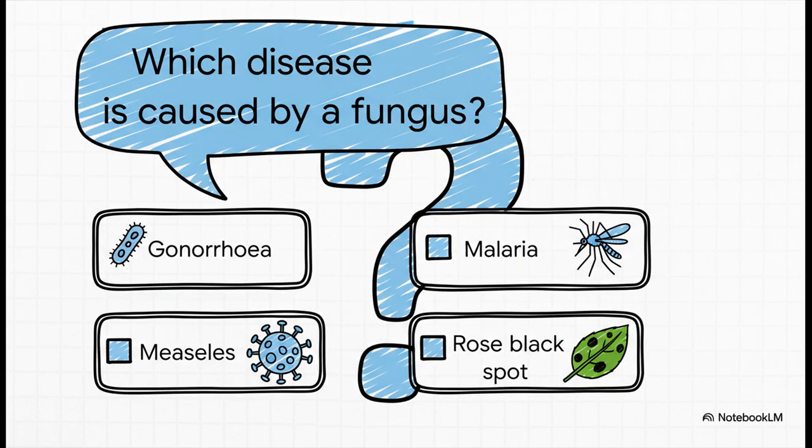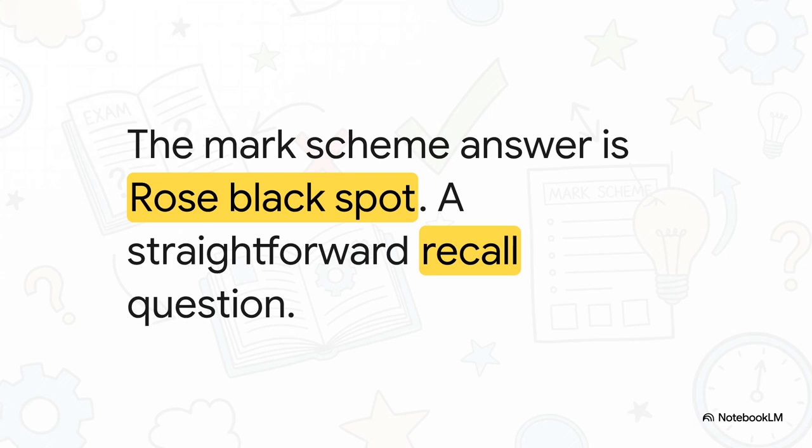On to the next one. A straightforward multiple-choice question. You've got 4 options: gonorrhea, malaria, measles, or rose black spot. Which one of these is caused by a pesky fungus? And the correct answer is rose black spot. This is a pure memory question, really. You just have to know your pathogens. Gonorrhea is bacterial, malaria is a protist, and measles is a virus, which leaves rose black spot as the only fungal disease on the list.